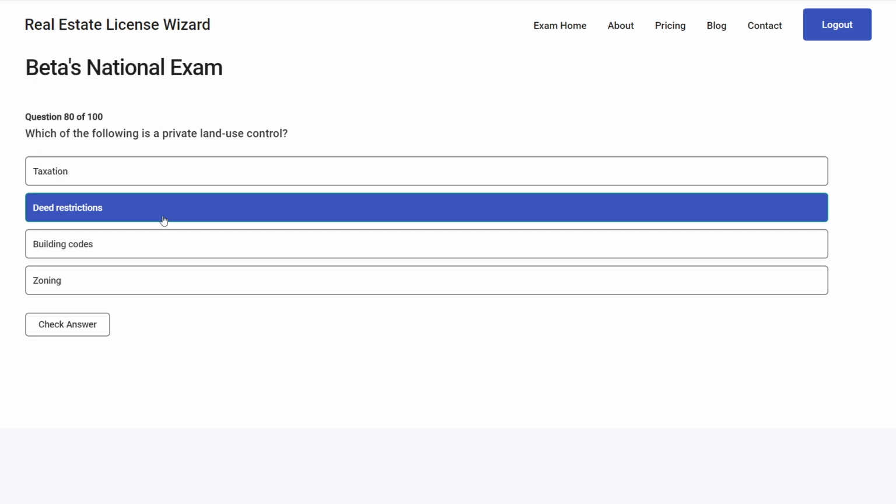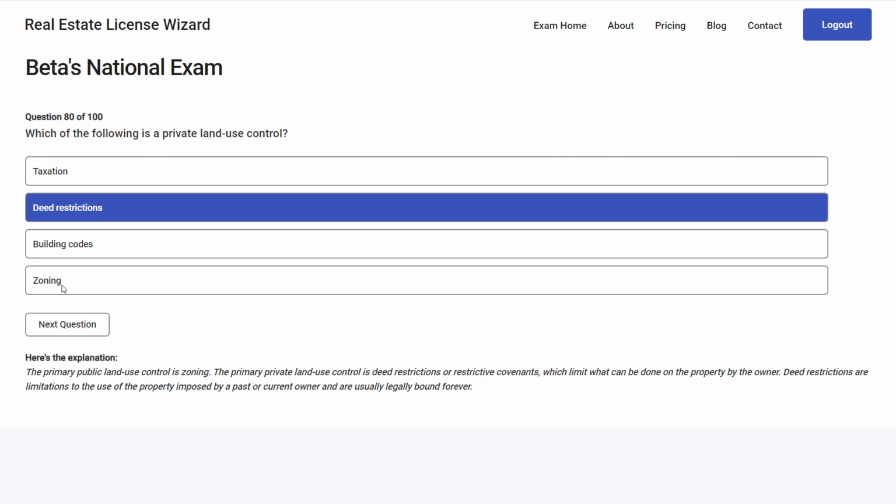So that is going to be deed restrictions. Yes, deed restrictions. Because think about it. Zoning is public. Taxation is public. And building codes are all public. Building codes are handled by the local government. Zoning is by zoning ordinances and the government, and taxation obviously handled by the government. So deed restrictions is our correct answer there.